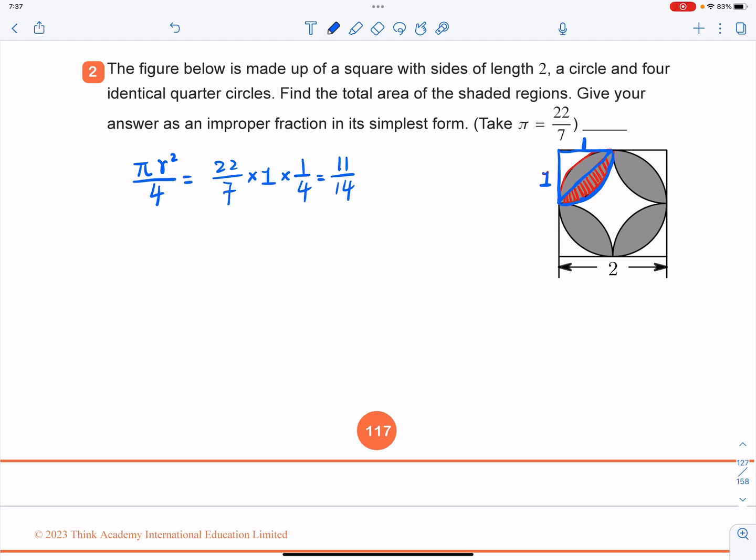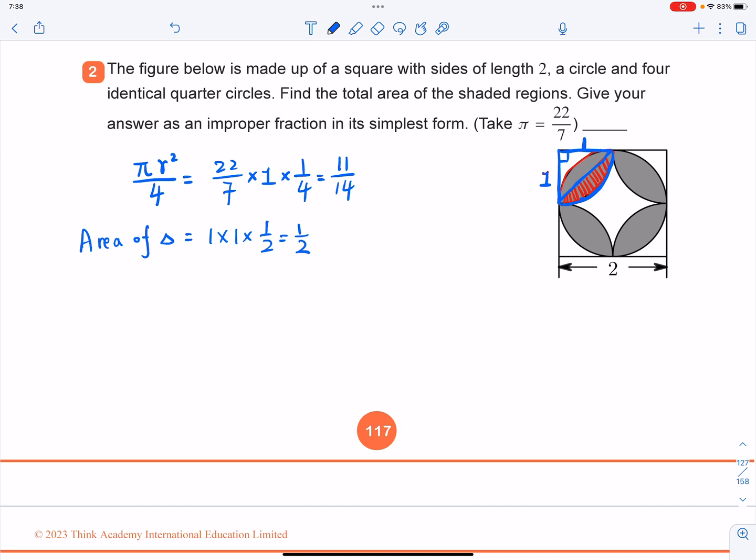And then you have to take away the area of that triangle. The area of this right angle isosceles triangle equals the base times the height and then times a half, right? So the area of the triangle equals 1 times 1 times a half, which just gives us a half.